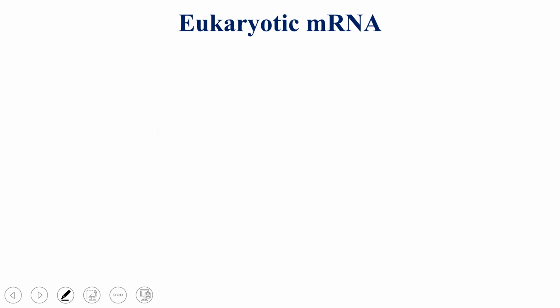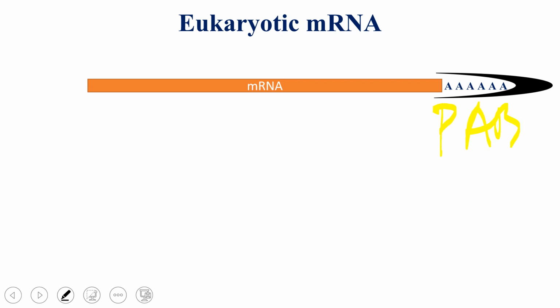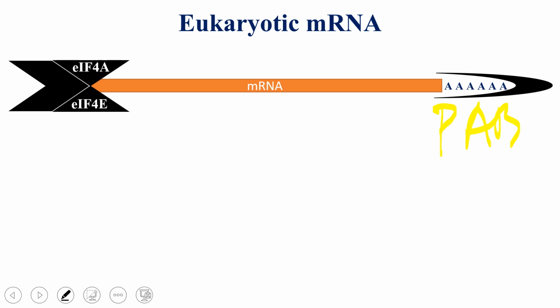Now we are going to see the messenger RNA. Our messenger RNA has some specifications. This is our messenger RNA, which has a poly A tail at the 3' end. In our case, this poly A tail is covered with a poly A tail binding protein called PAB. At the 5' end, it has different components, different factors. These factors are 4A, 4G, 4E. All together, we call this factor 4F.